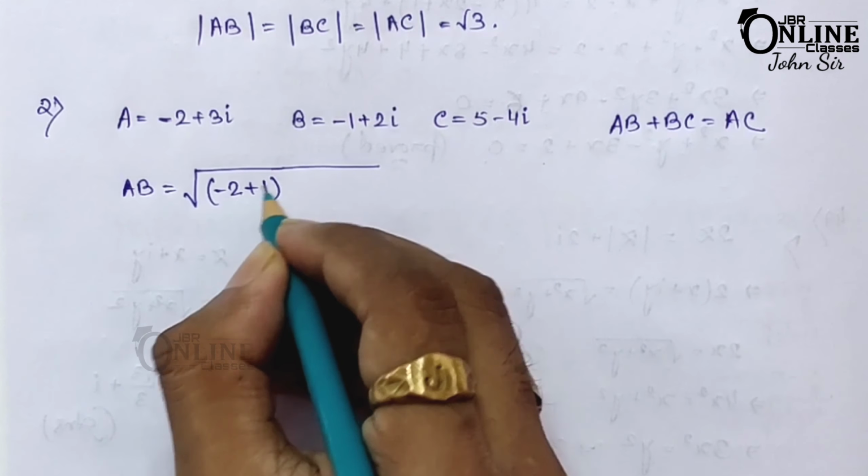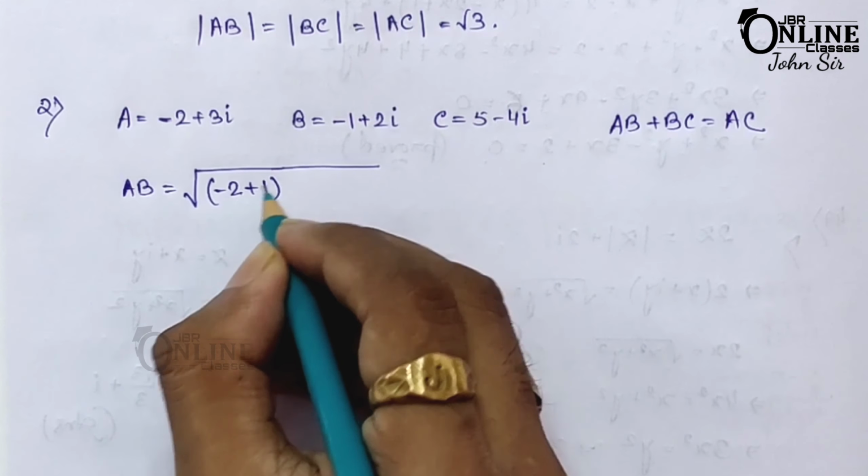Now the last one, that is AC. So for AC here minus 2 minus 5 whole square and then 3 plus 4 whole square. So minus 2 minus 5 is minus 7, so it will be 49, and then 3 plus 4 is 7, that equals also 49. So 49 plus 49 equals 98.